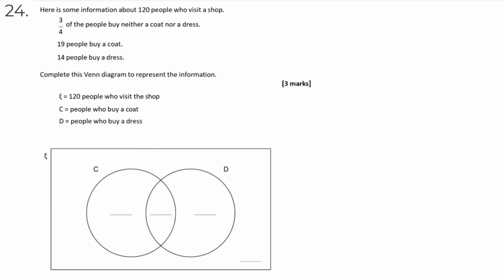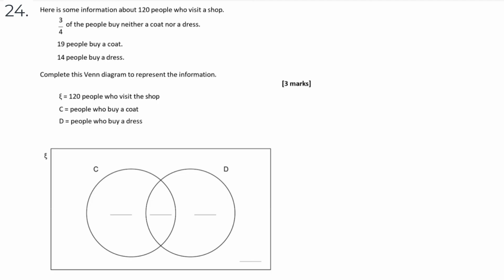Here is some information about 120 people who visit a shop. 3/4 of the people buy neither a coat nor a dress. 19 people buy a coat. 14 people buy a dress. Complete this Venn diagram to represent the information. So we've got the universal set, which is equal to 120. We know that C is the people who buy the coats, and D is the people who buy the dress. And we've got some blanks to fill in on the diagram.